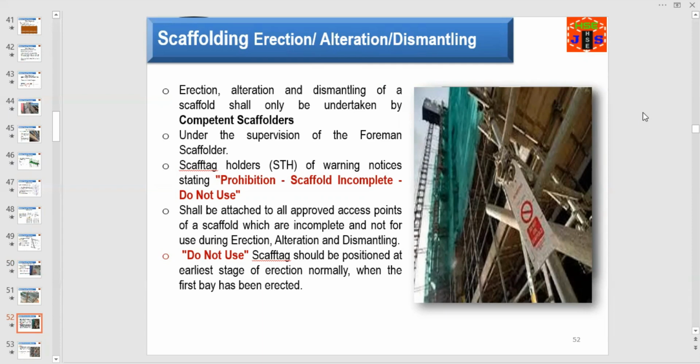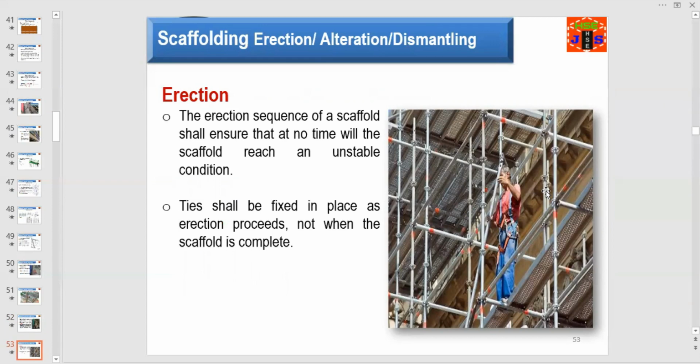Don't use scuff tag should be positioned at earlier stage of erection, normally when the first bay has been erected. This is an example how you have to keep don't use scuff tag. The erection sequence of a scaffold shall ensure that at no time will the scaffold reach an unstable condition. Ties shall be fixed in place as erection proceeds, not when the scaffold is complete.